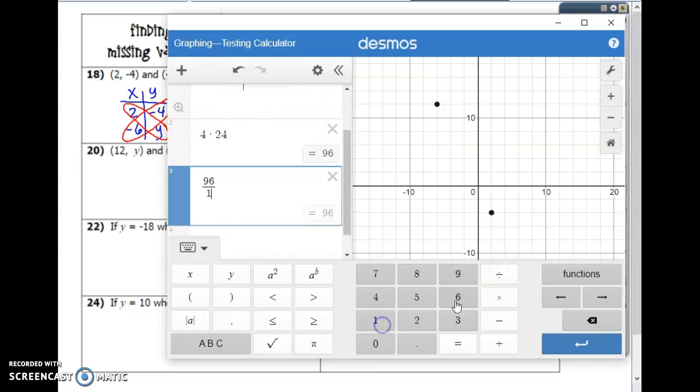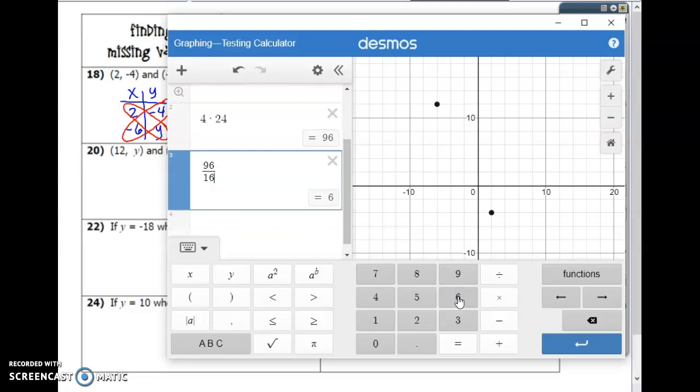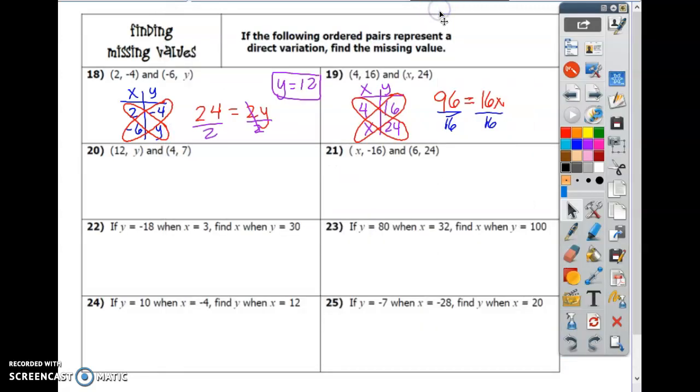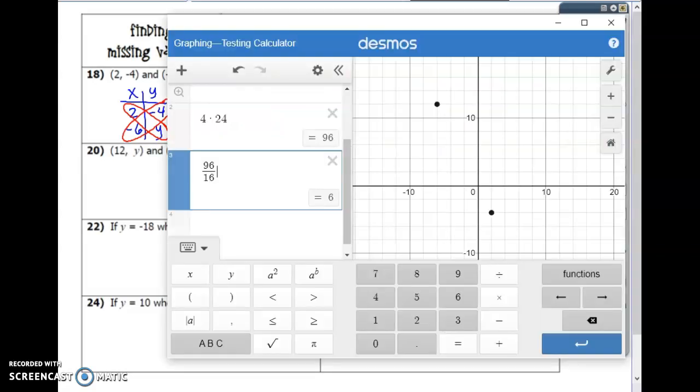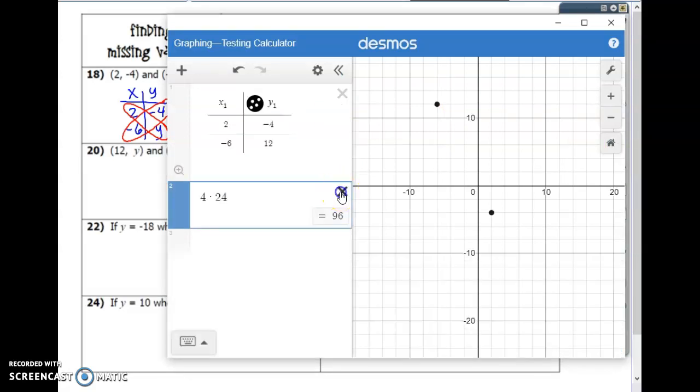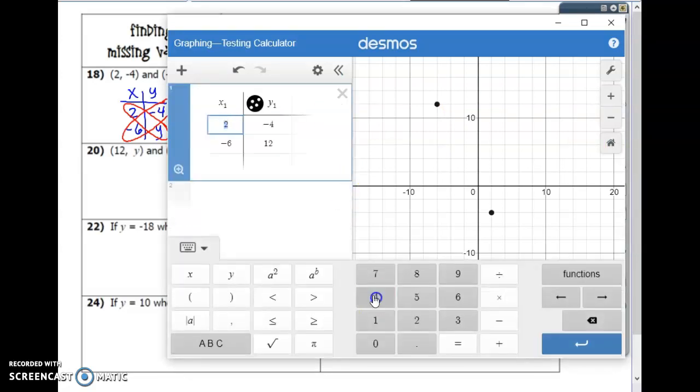96 divided by 16 gives me 6. So the x that would work would be 6 in here. So I'm going to type 4x. This is 4. This was my x, which is now, what did we get, 6? This was 16. This is 24.